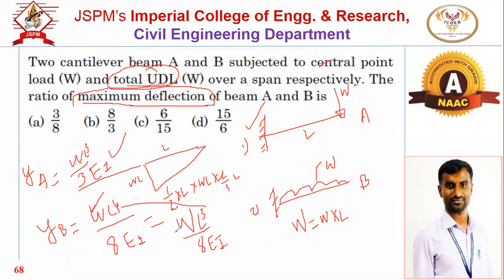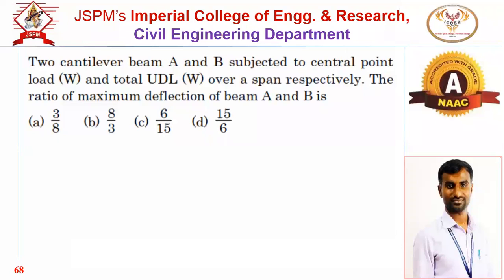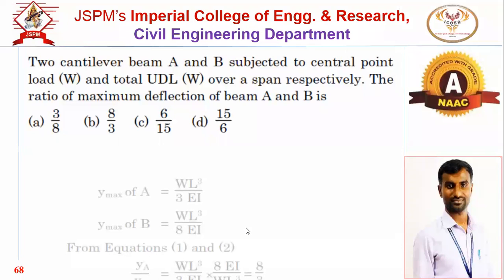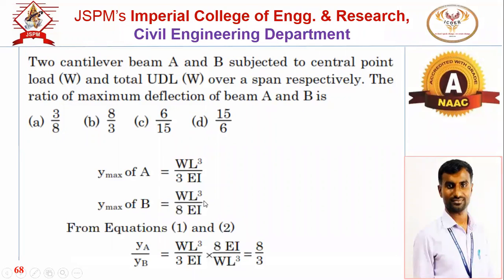This thing divided by this. Okay. WL cube by 3 EI divided by WL cube by 8 EI. So that will be 1/3 divided by 1/8. So if you simplify further, 8 by 3 is the answer. 8 by 3 it is the answer, like this.